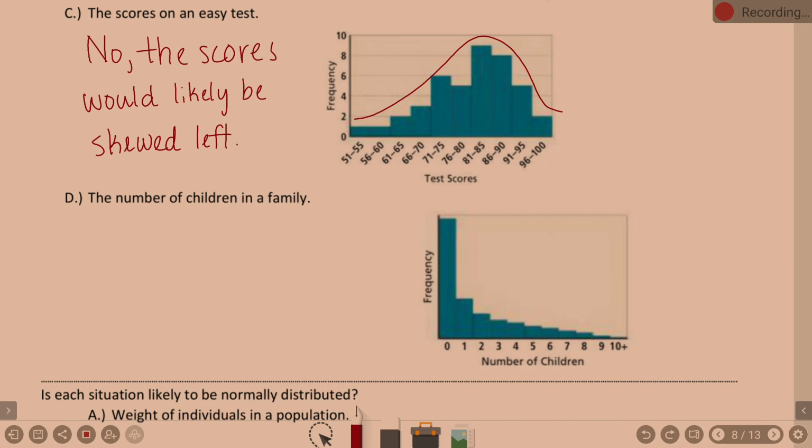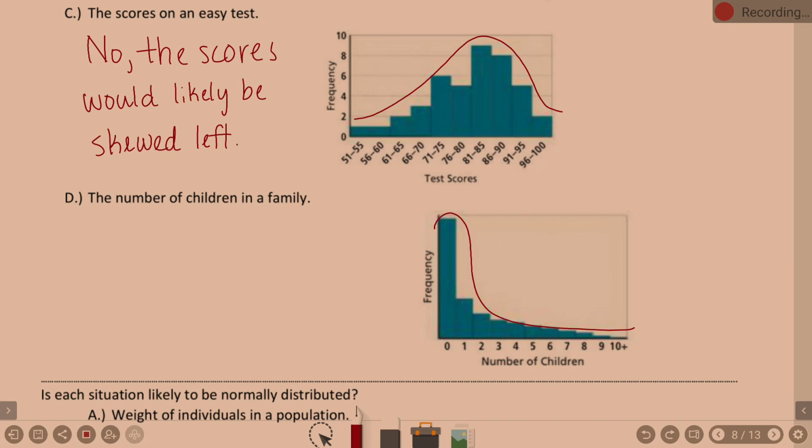Okay. D, number of children in a family. Well, we have a picture to look at here, yes? Skewed right, right? The picture is definitely showing skewed right, isn't it? Now, the idea is, could you come up with that on your own without the picture?